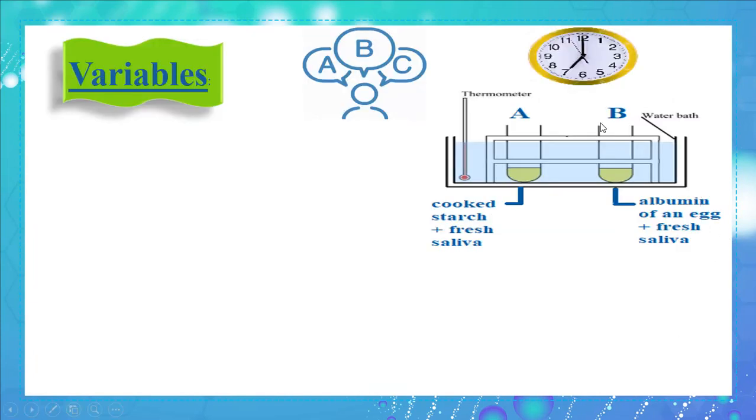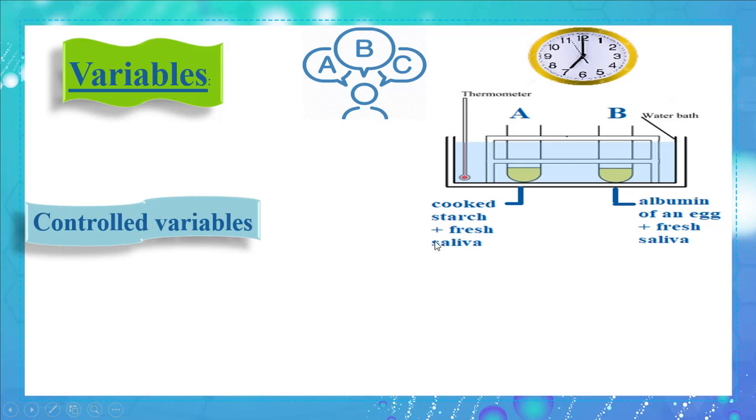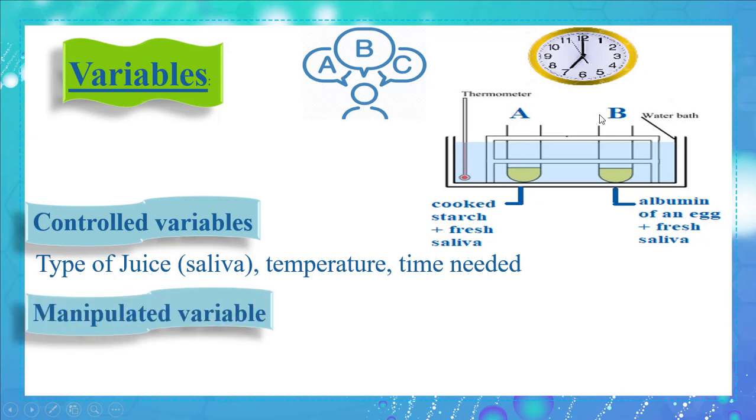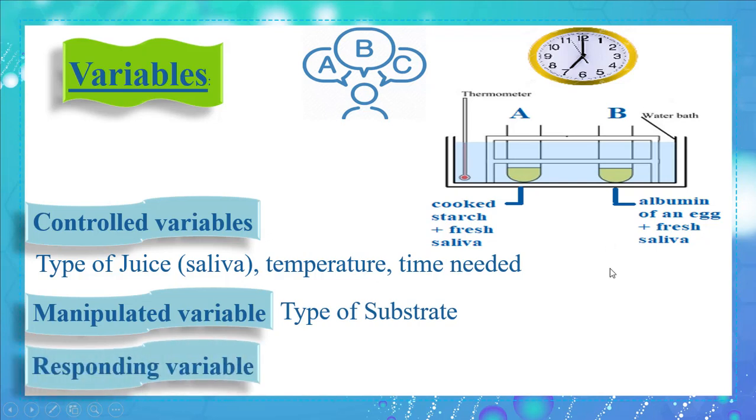Let's now indicate the variables. Remember, the controlled variables are the common variables in both test tubes. This would be the type of juice, which is saliva, the temperature, and the time needed. However, the manipulated variable is the variable that's different in both test tubes, and this would be the type of the substrate. As for the responding variable, it is the result that we are waiting for, which is the transformation of starch and albumin.